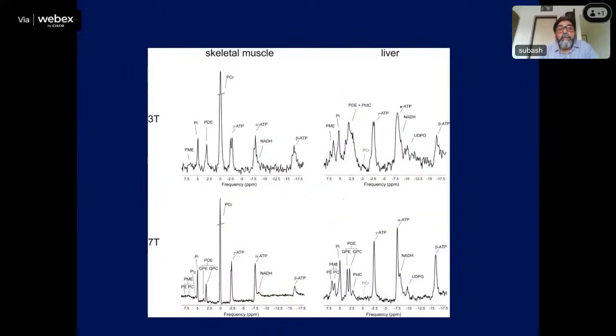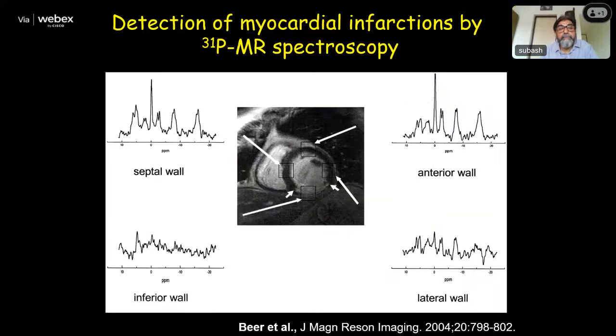So these are some of the spectra. You can see spectra from the skeletal muscle at 3 Tesla and 7 Tesla. You can see how beautiful the spectra are when you go to a 7 Tesla magnet, with much less noise, good splitting, and good visualization of the metabolites. And you can calculate these concentrations with much more accuracy as compared to 1.5 Tesla and 3 Tesla systems.